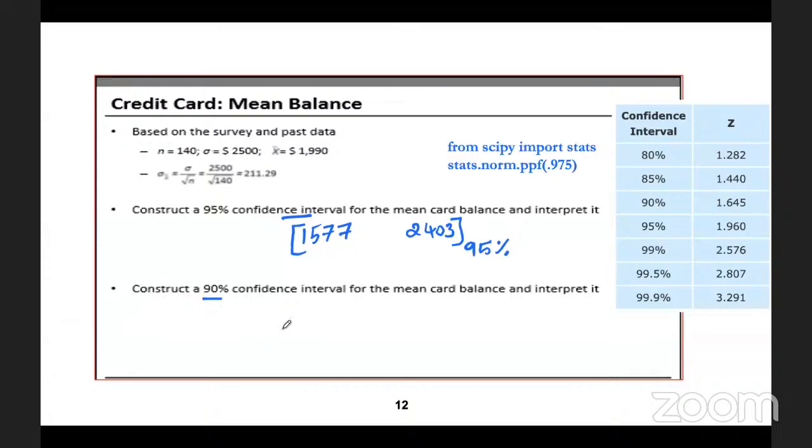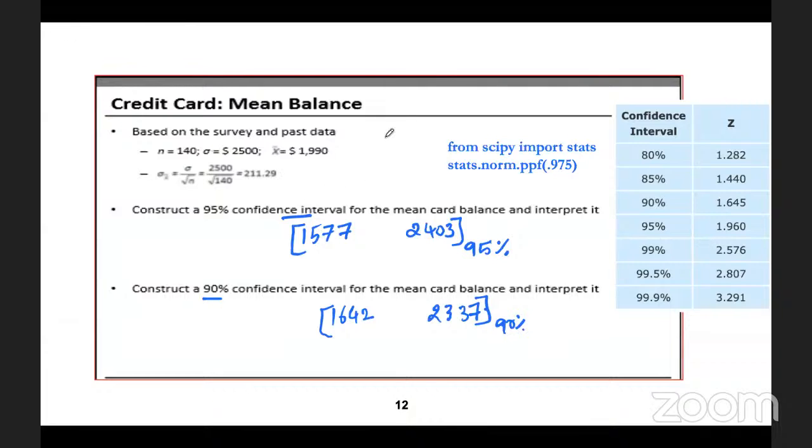So 1642 to 2337. Right. So this is the interval that we have got for 90%. Now let us see. So how do we understand these intervals?